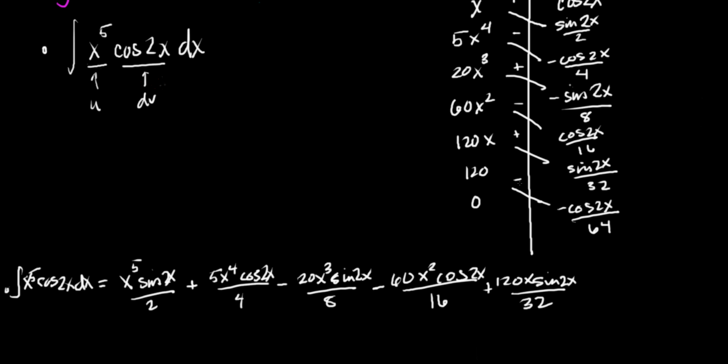Finally, we have minus 120 times negative cosine, so that ends up being positive. So cosine of 2x over 64. And remember, this is an indefinite integral, so we have a plus C out front.